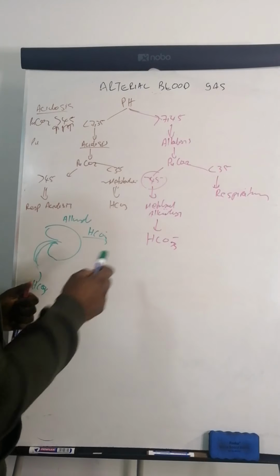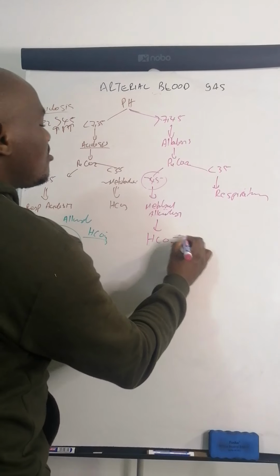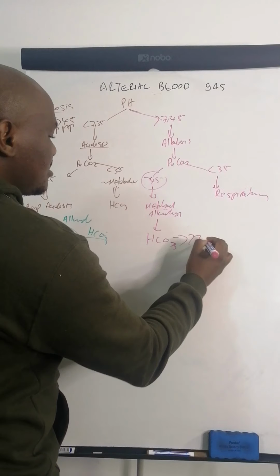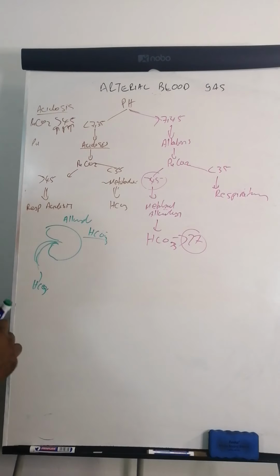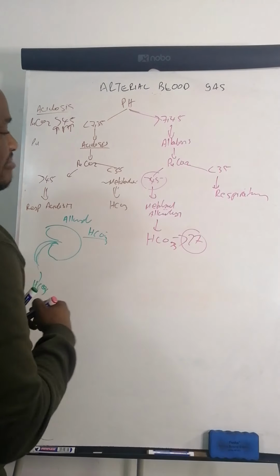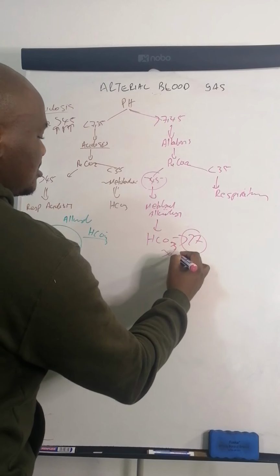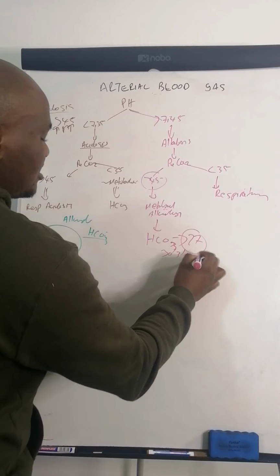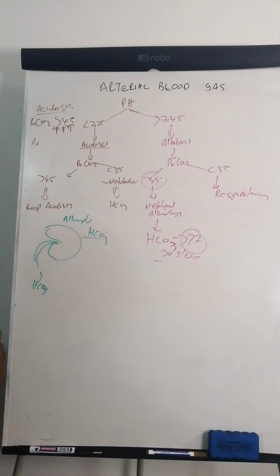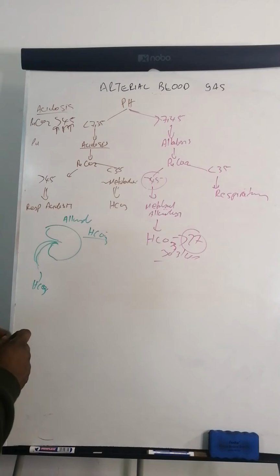So if you've got metabolic alkalosis, you go and check your bicarbonate. Your bicarbonate should be more than 27 to prove that the alkalosis that you have is from this. So this should be very high, maybe in the 30s, 30 something, even 40, depending how bad it is. So this should confirm for you. So the same thing applies.